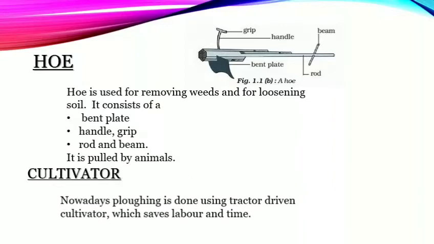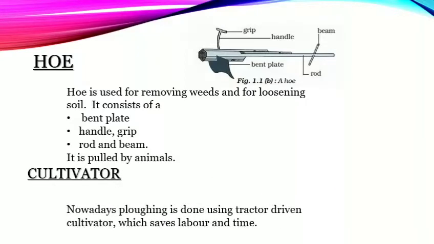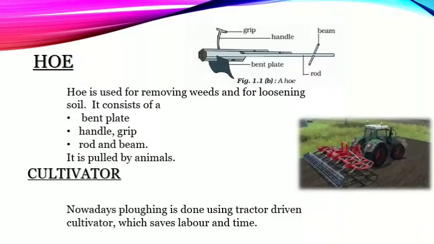Now we have seen a video of the new method of plowing, that is by using a cultivator. The cultivator saves labor and time. The cultivator is driven by a tractor and is nowadays often used by farmers more in the field.